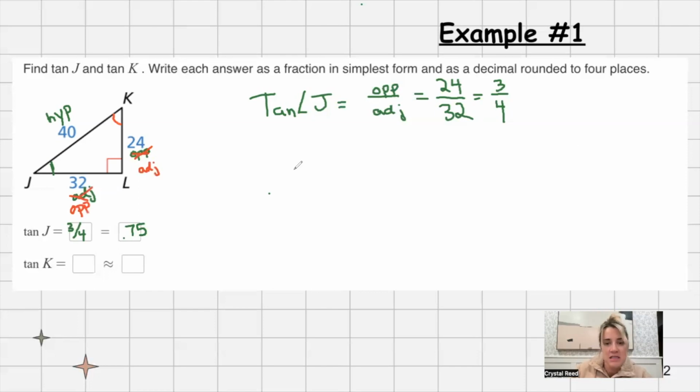All right, so let's just set up that ratio. The tangent of angle K is again equal to the ratio. Tangent's always opposite over adjacent. But this time, according to angle K, opposite was that 32 and adjacent was 24.